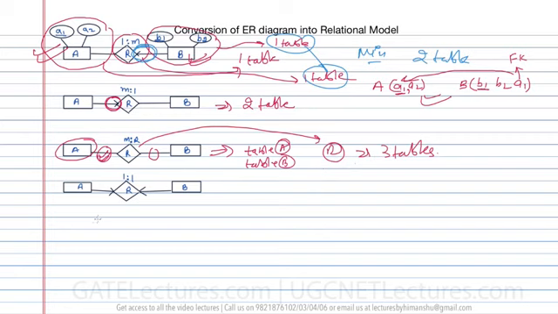But here in the next diagram you can see that there is a key constraint on both sides. That means the maximum cardinality is 1 on both sides, or you can say it is a 1-to-1 relationship.